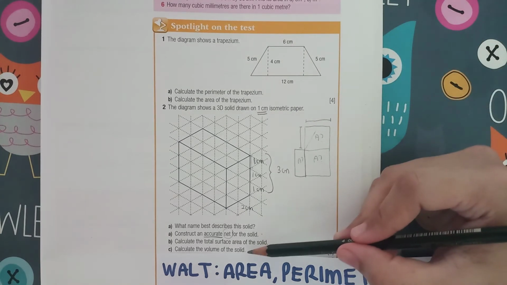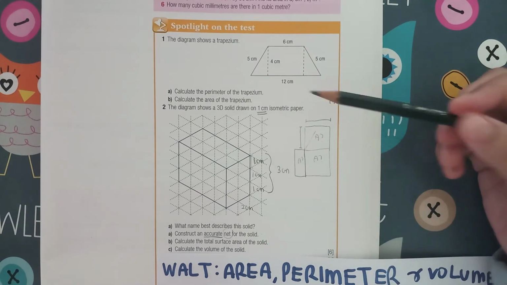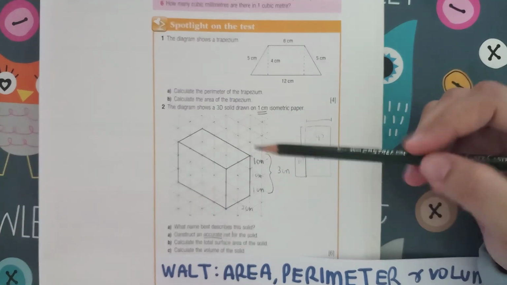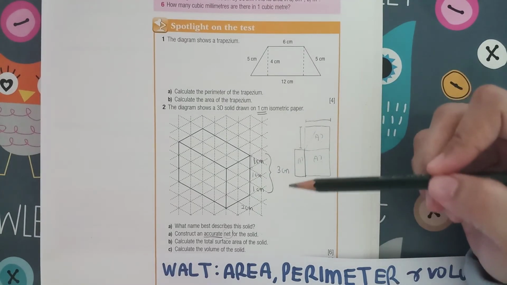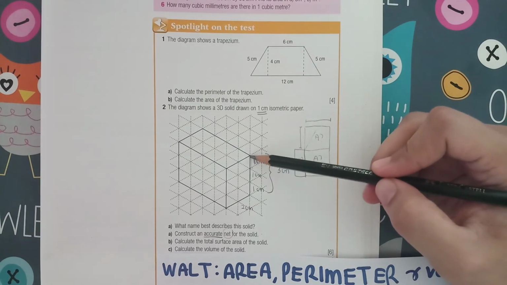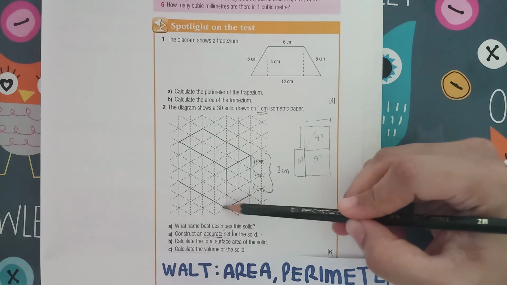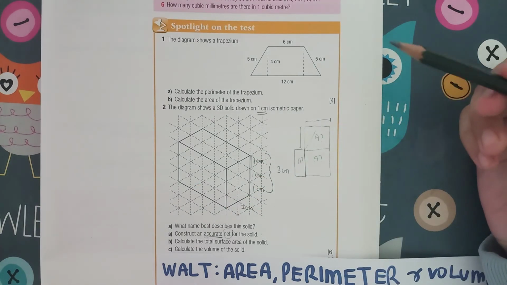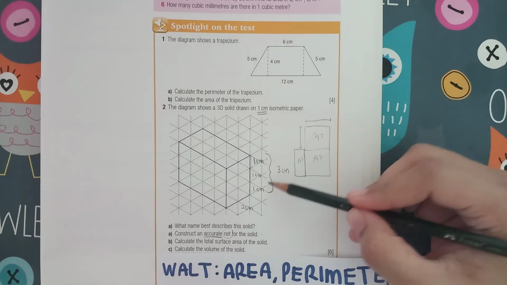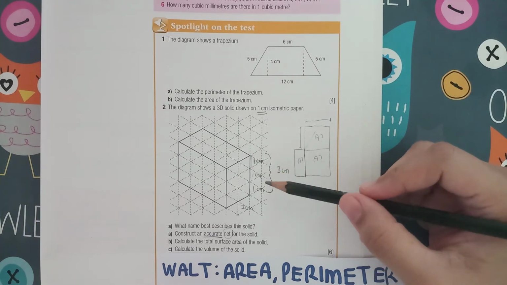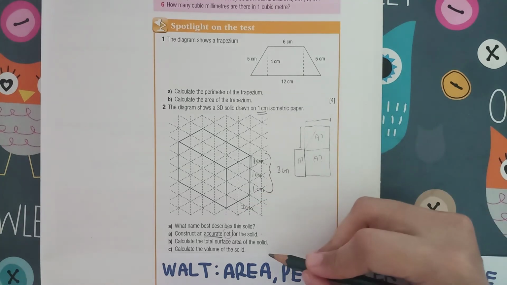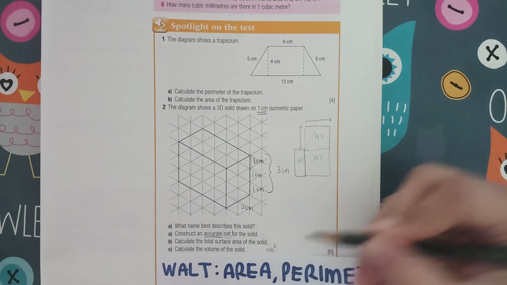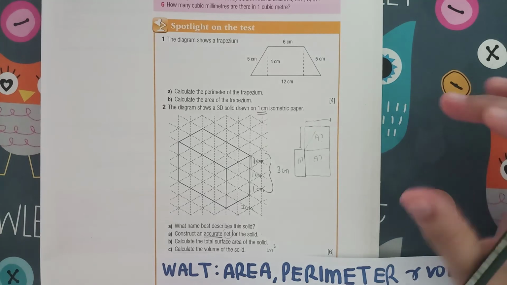Okay, the last question, calculate the volume of the solid. So how do we calculate the volume of this shape? How do we calculate volume? You have learned this in primary. That is just that side times that side times that side. Okay, so just multiply everything. What is the unit? We use cm here, and because we are multiplying 3 sides, your unit should be cm cubed.